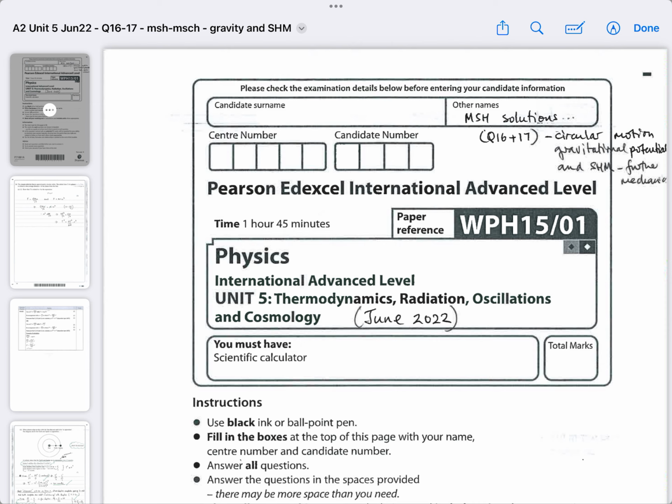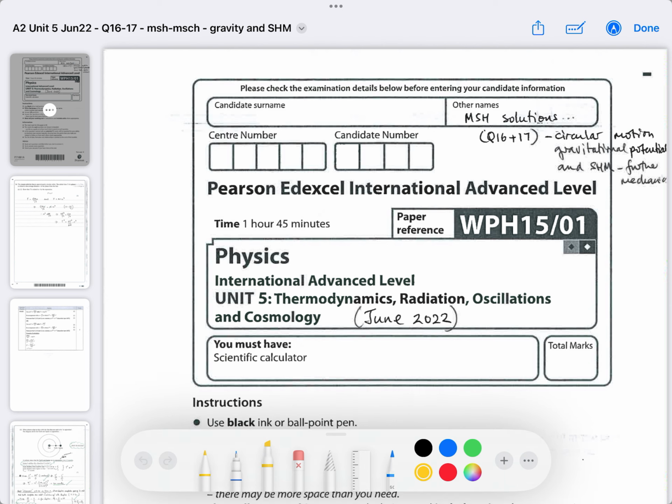Okay, today's video is a quick run through from this June 2022 paper. Because it was during COVID, they hadn't put the year on it, because sometimes they cancelled the exams. So this is Pearson Edexcel International A-Level Physics, Unit 5. Unit 5 covers thermodynamics, radiation, oscillations, and cosmology.